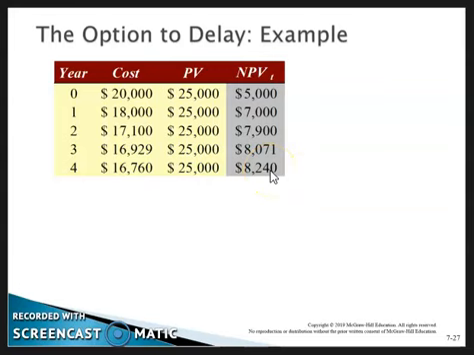So using a discount rate, in this case, of 10%. But this is the NPV as of year one. I mean year zero, year one, year two, three, and four.